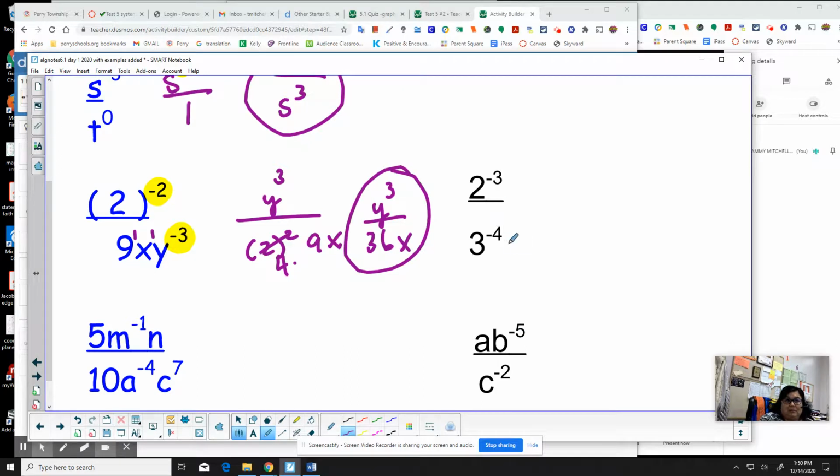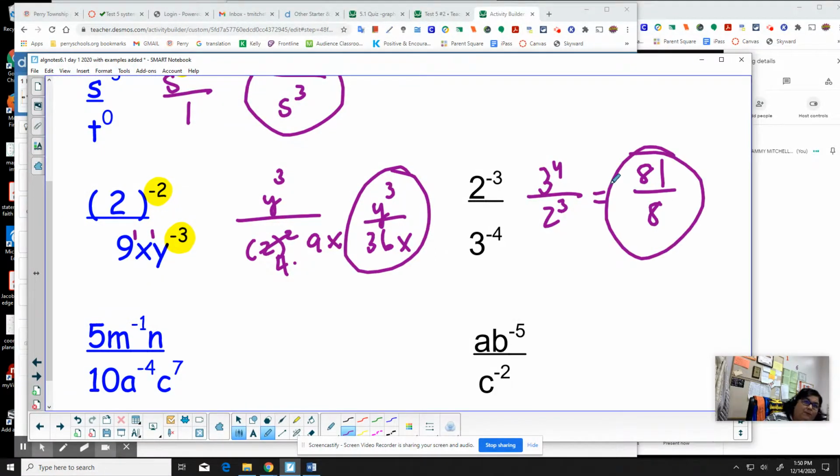Okay, these need switched. They're unhappy. So 2 to the third goes to the bottom. He's happy. 3 to the fourth goes to the top. Let's see, 3 times 3 is 9 times another 3, 27, times another 3, that'd be 81 on the top over 8. Improper fraction is perfectly fine.